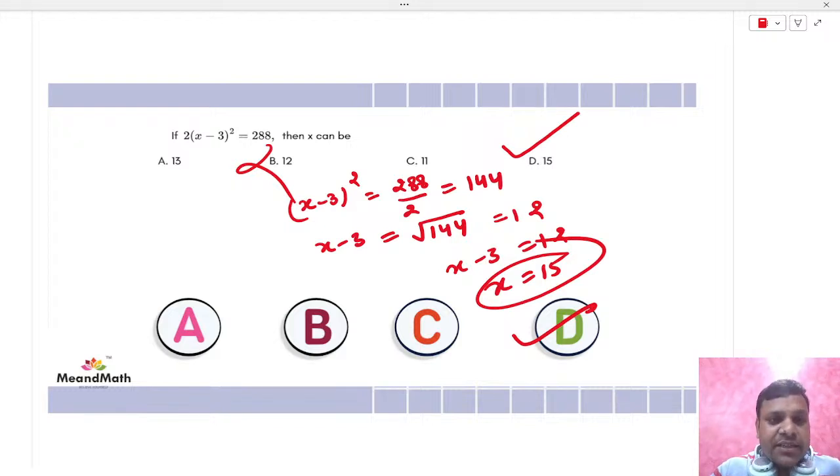2 into x minus 3 whole square is equal to 288. So just cross multiply the 2. When it goes to the right hand side, it divides 288. So 288 divided by 2 is 144. The square root of 144 is 12. So x minus 3 is equal to 12. So x is equal to 12 plus 3, 15. So 15 is the correct answer. I hope it's clear to everyone. बच्चों क्लियर है? आगे बढ़े. Next question.